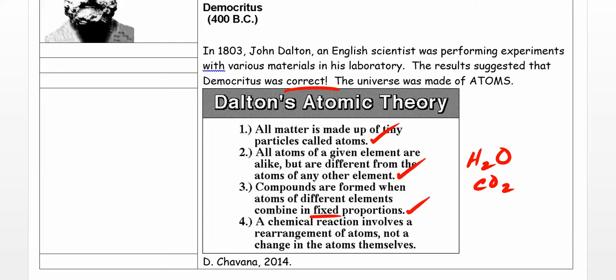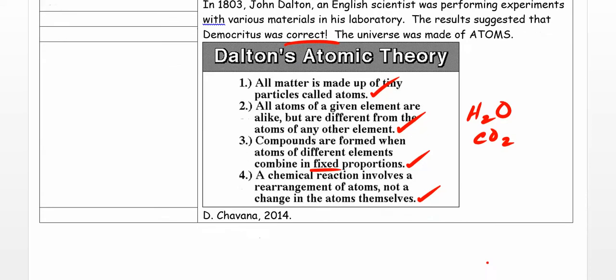Number four, a chemical reaction involves a rearrangement of atoms, not a change in the atoms themselves. So the atoms themselves remain what they were before the chemical reaction, but there was a rearrangement of atoms in the chemical reaction. So this was Dalton's atomic theory from 1803. Now let's fast forward.